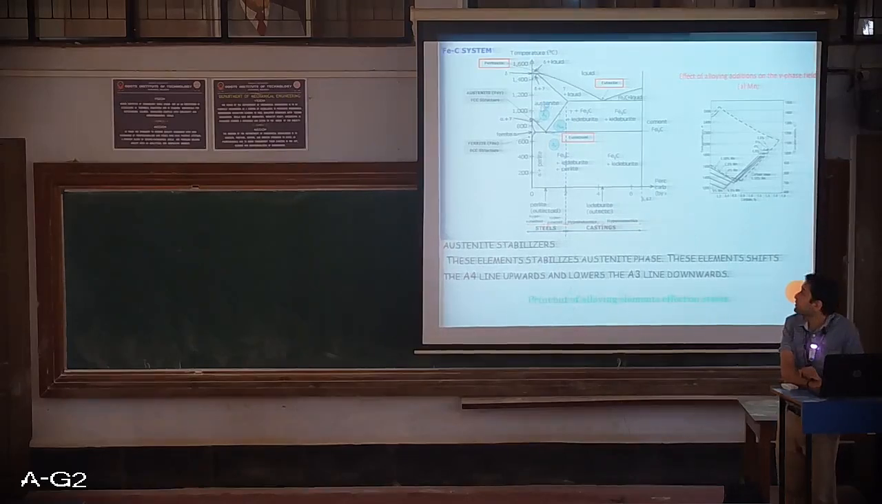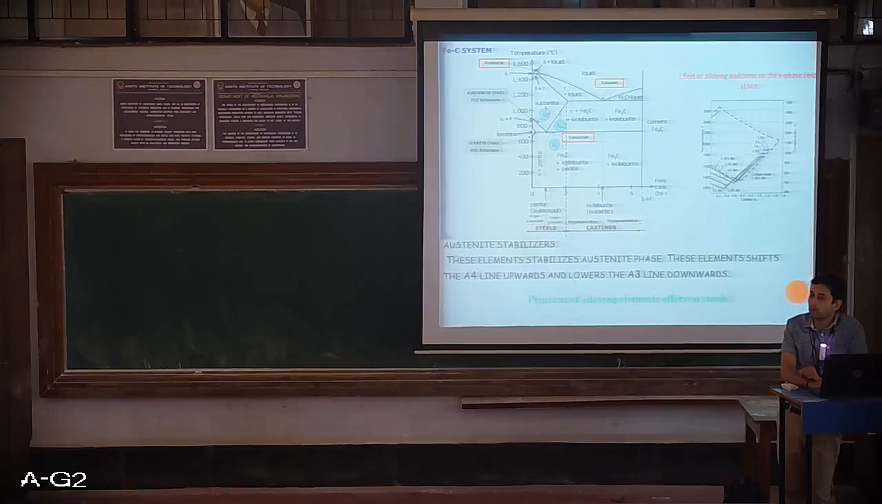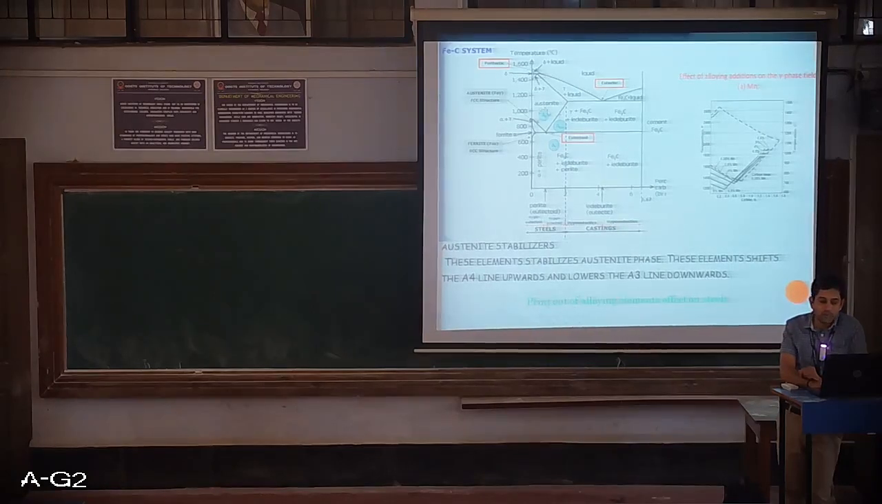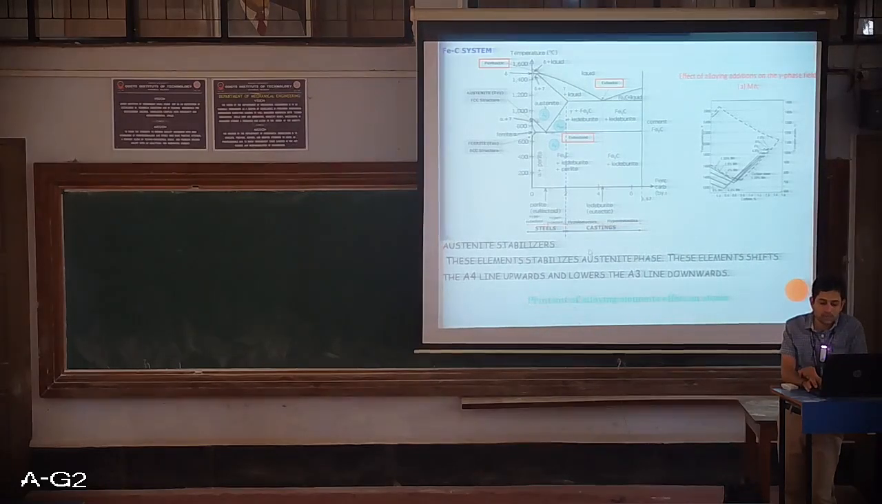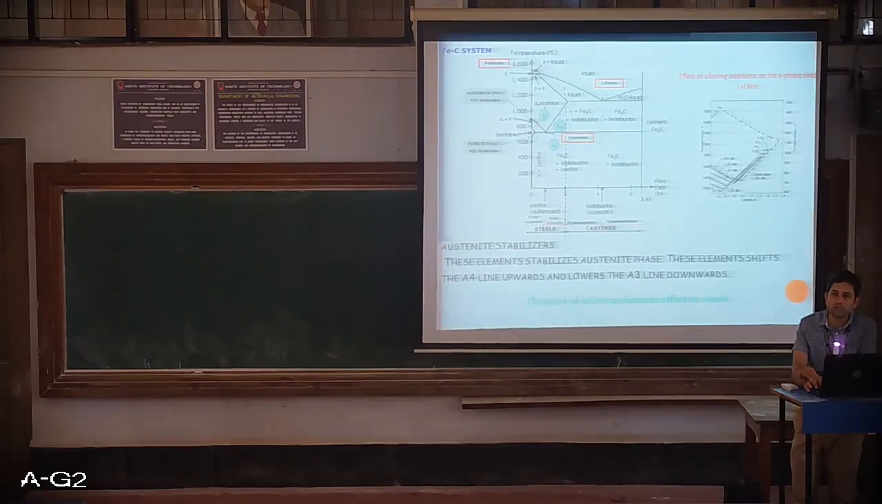So this is the austenite phase. I am hovering the mouse on the slide, just observe that. With the addition of the austenite stabilizers, we will see that the A3 line will move down, the ACM line will move down, and because of which this austenite becomes more and more stable even at room temperature. The effect is shown in the form of a graph like this. Okay, so this is the effect of the alloying elements on the properties of the steel.